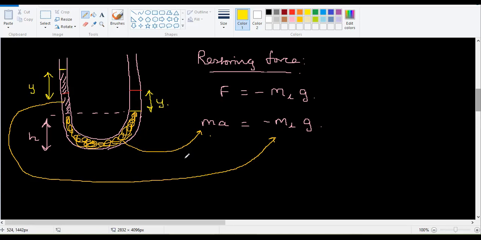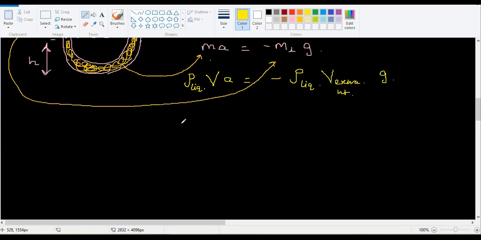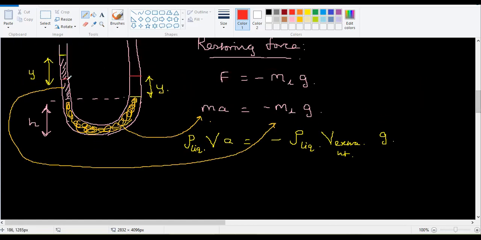This mass can be written as density of liquid into volume, this volume. Rho liquid and rho liquid are same, right? If this is water, the top part, this one is also water. If this is mercury, this will also be mercury. So that means these two things are the same. This volume is this one. So H into the cross-sectional area, which will be taken as capital A.